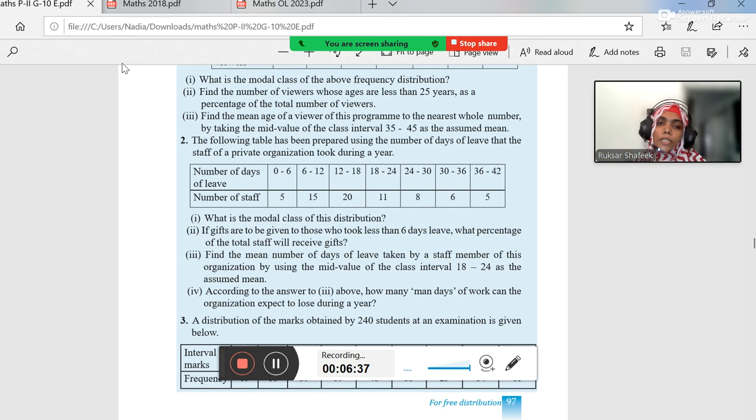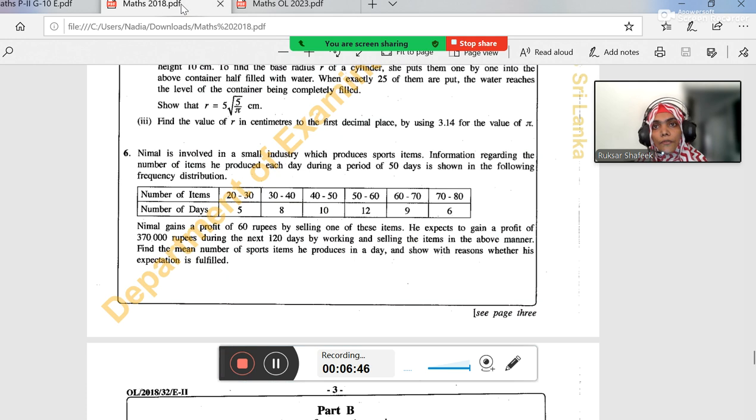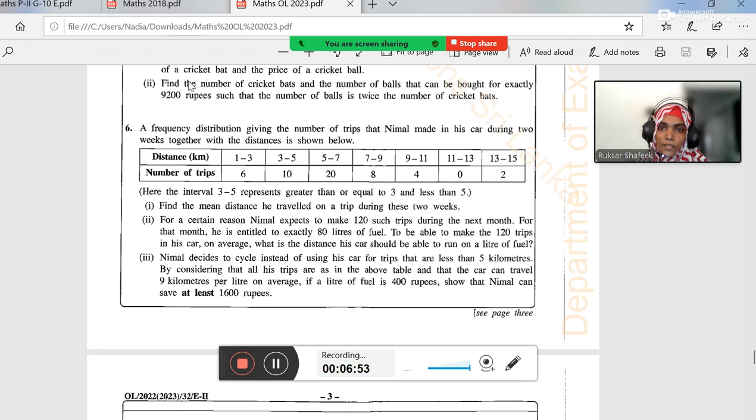Right, so in today's video, we are going to do 2 more past paper questions as well, with regards to this frequency and mean lesson to get a better understanding. So I have the Maths 2018 paper and also the 2023 paper ready to do these 2 questions here.